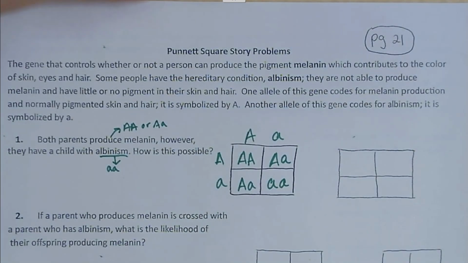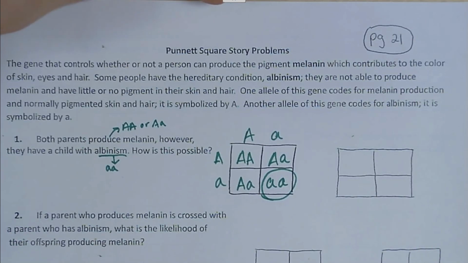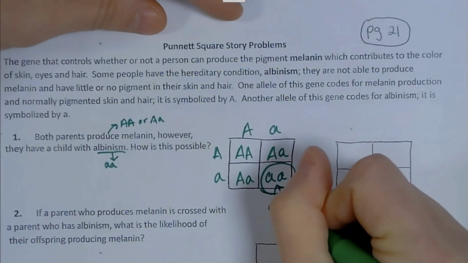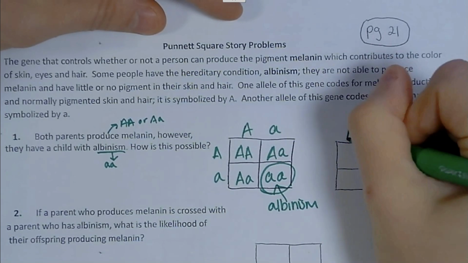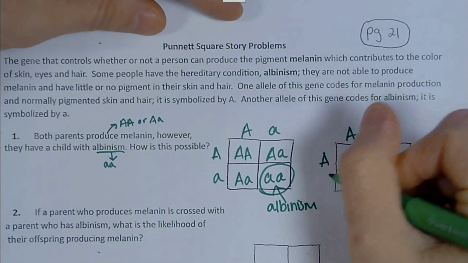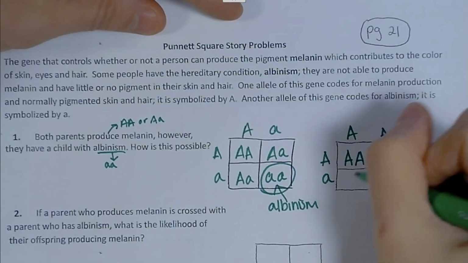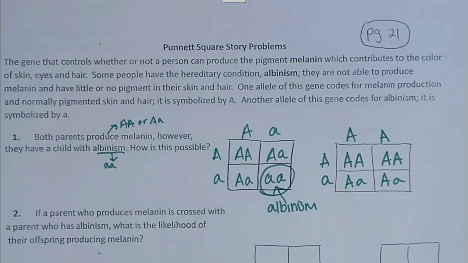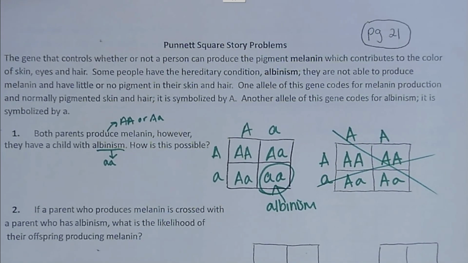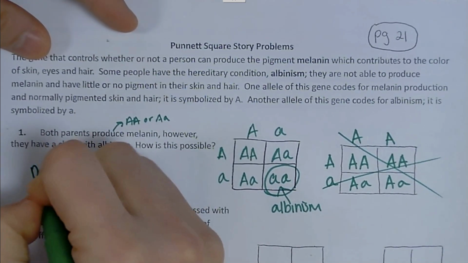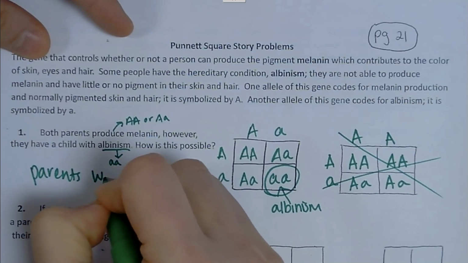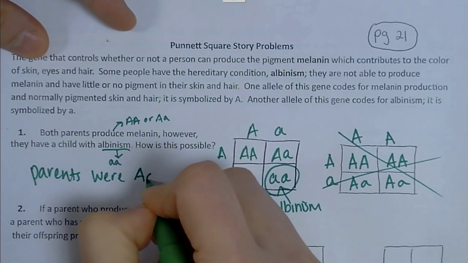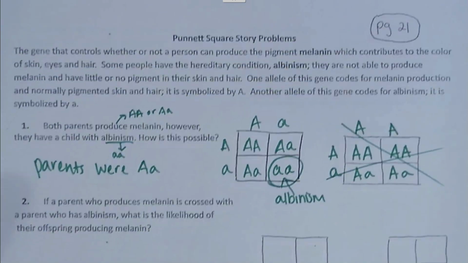Well, that looks like it works because right there would be our albinism. But just for grins, let's try the other. Let's try maybe this way. Well, those would all have pigment because it's got the dominant allele, so that's not possible. Let's go on to the next one. So how is this possible? It must mean that the parents are heterozygous. Now let's go on to the next one.